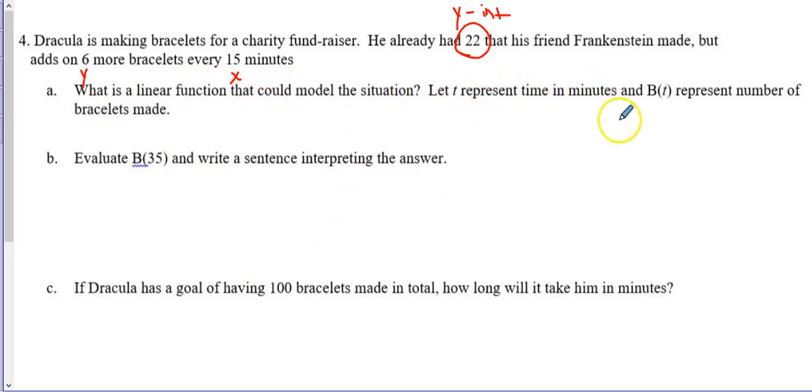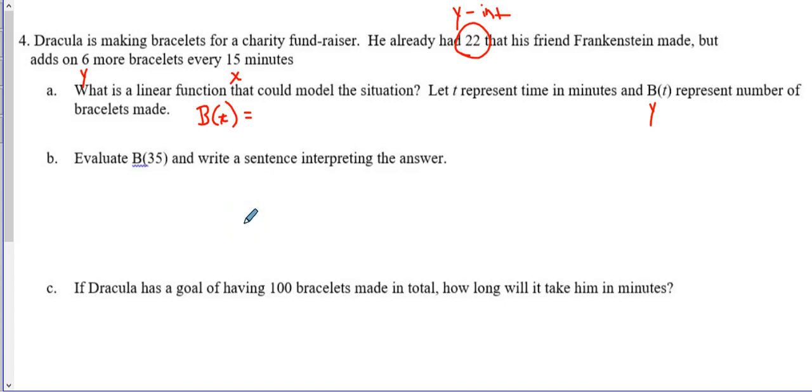Let t represent time and B of t, so this is our y. Anytime you see an f of x or a g of x or a B of t or anything like that, that's the same thing as y. That represents the number of bracelets made. So I could write this as B of t, which is what they've asked us to do, which I could also call y, like I said. B of t equals mx plus b.